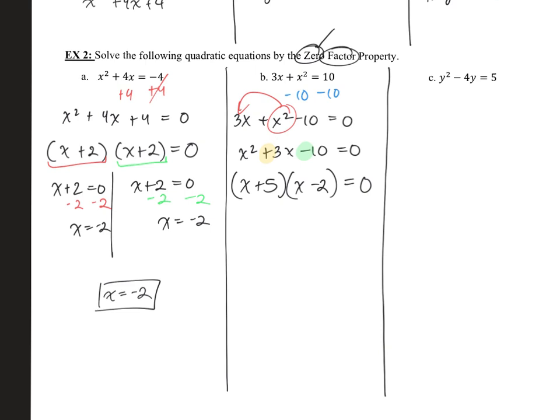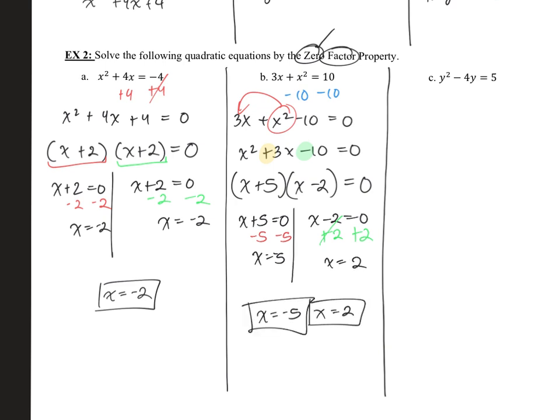Alright, so they're factored. So the next step is to set each of the individual factors to 0 to solve. Okay, so solving for x on this side, we get x equals negative 5. Solving for x on the other side, we get x equals 2. So we have two answers, negative 5 and 2. Alright, if you want to solve the last one for part C by yourself, go ahead and check in with me in a second.